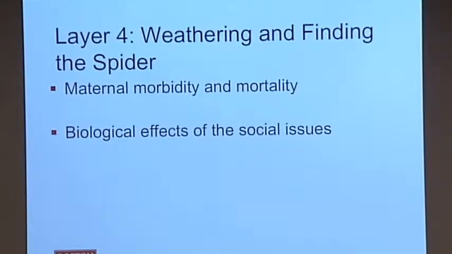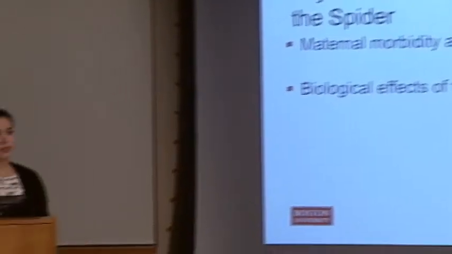So the fourth layer is weathering and finding the spider in the web of causation. For this layer, I chose maternal morbidity and mortality and the racial differences in this area. Basically, we're starting to see the biological effects of the social issues I mentioned in the third layer. So you'll see that if you control for education, for access to resources, for everything else, you'll still see worse outcomes among Black mothers than among white mothers.